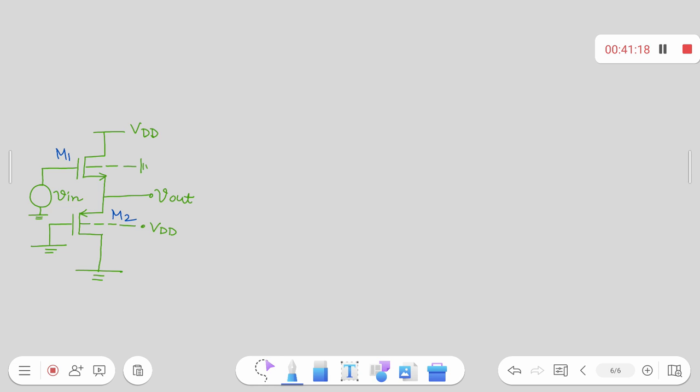And for the upper MOS, do you have any other effect? Is the body effect present? Yes or no? No, wait. It's an NMOS. The body is connected to ground, and here the body is connected to VDD. For M1, the body is connected to ground, and for M2, the body is connected to VDD.